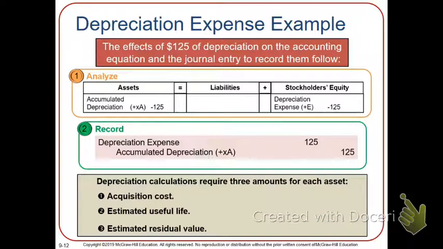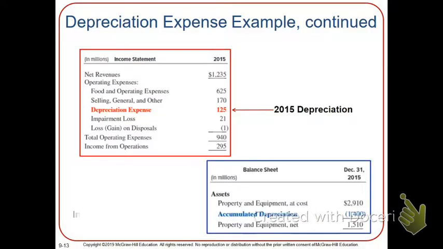In order to calculate depreciation, we are going to need three things. We need to know the cost of the item, how long we think the item is going to live for. Are we going to keep that item for 3 to 5 years? Is it 25 years? And then what is the residual value? The residual value is what it is going to be worth at the end of its life. Here's our depreciation expense. And there's our accumulated depreciation.